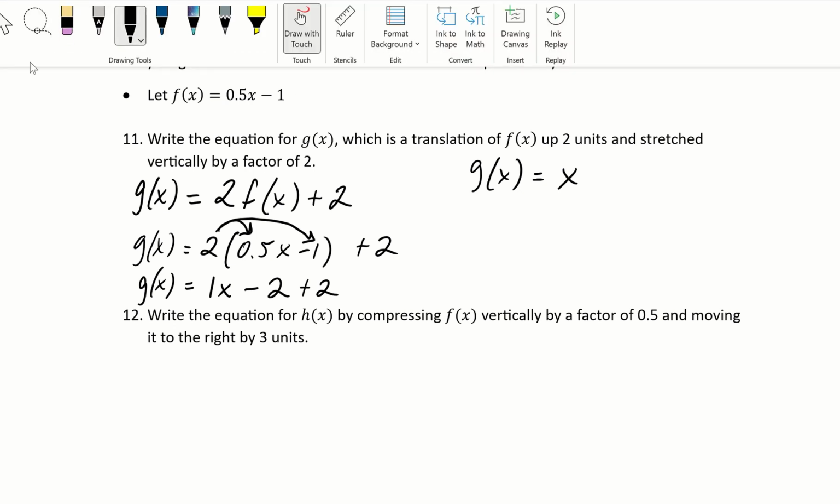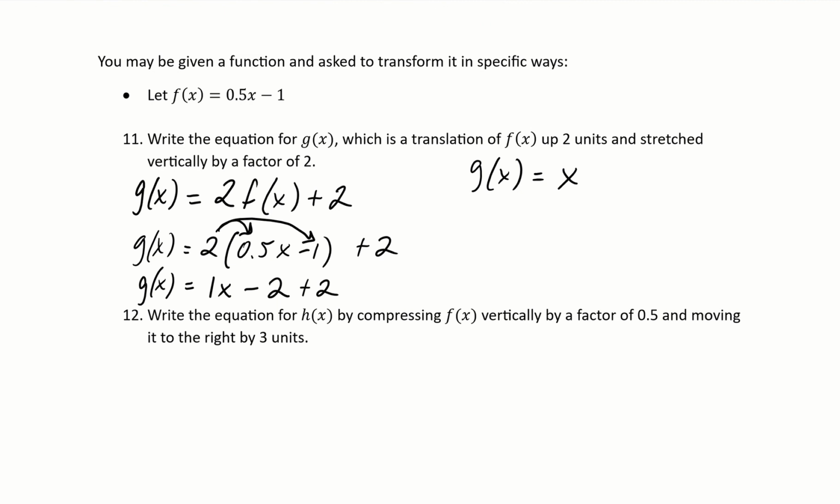Here's another example. So they want the equation for h of x, which is f of x compressed by a factor of 0.5 and moved to the right by 3 units. I'm going to write h of x in terms of f of x. So moving to the right, I would have to subtract 3 inside the parentheses. Again, you can refer to that chart I gave you at the beginning to see where that came from. And to compress by a factor of 0.5, I would have 0.5 outside and multiply f of x by that.